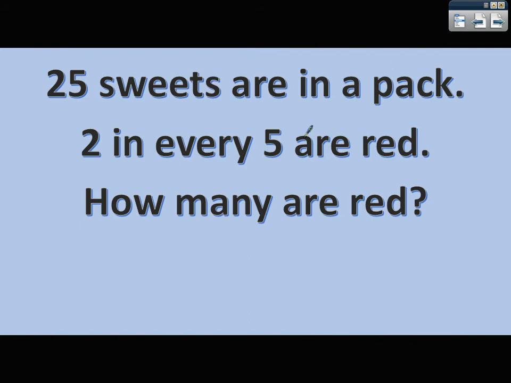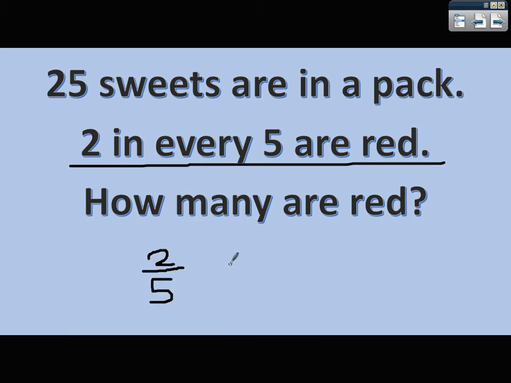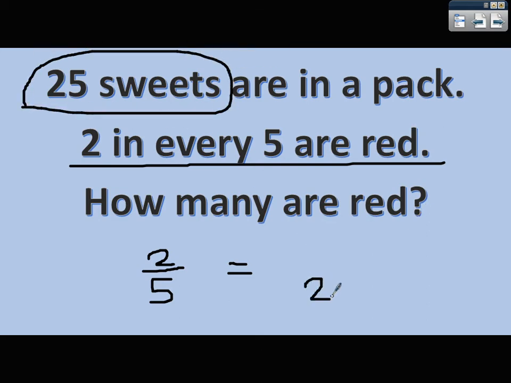25 sweets are in a pack. 2 in every 5 are red. There is our proportion, 2 in every 5. They tell you it in the question. You just got to find it. So if 2 in every 5 sweets are red, how many are red when you've got 25 sweets? So now we're out of 25 instead of being out of 5. What happens to 5 to get to 25? 5, 10, 15, 20, 25. Times by 5, don't you? So if the bottom gets multiplied by 5, multiply the top by 5 as well. 2 times 5 is 10, and the answer is 10.